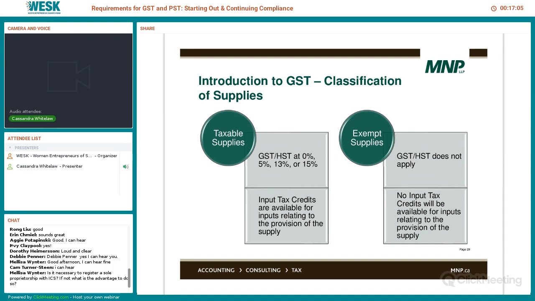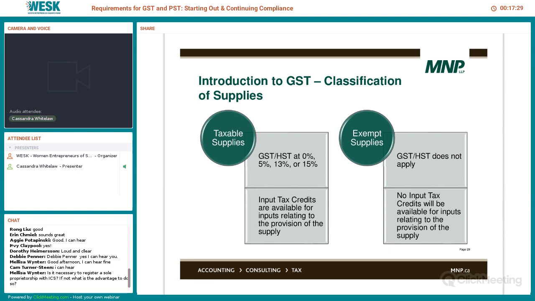So in order to determine whether you need to be registered or not, you need to figure out what kind of supplies your business is making. For GST, there's two types of supplies. There's taxable supplies. These are taxed at a tax rate of either 0 or 5%, or 13 or 15% if you're in an HST province. With taxable supplies, you are able to claim any GST back on inputs that you've purchased to make those supplies.